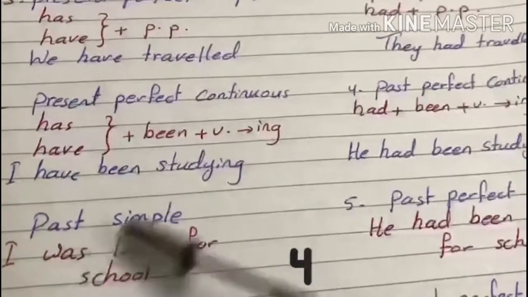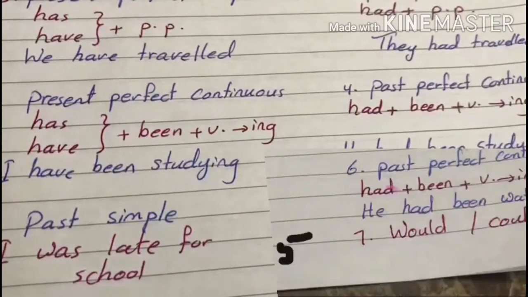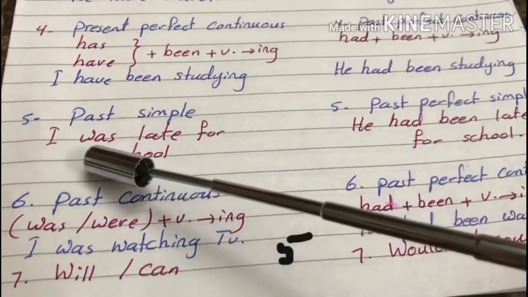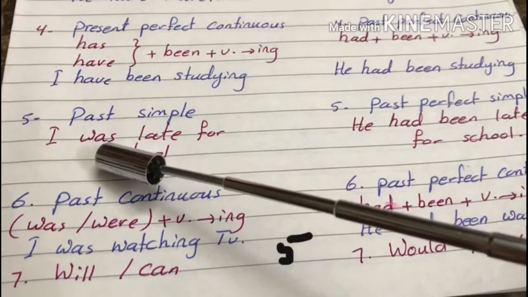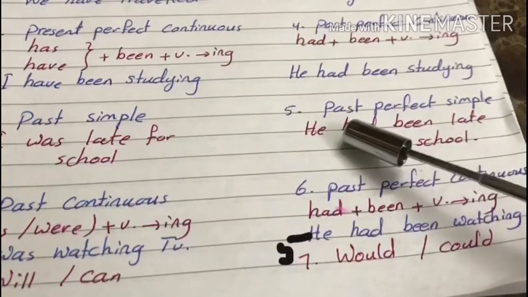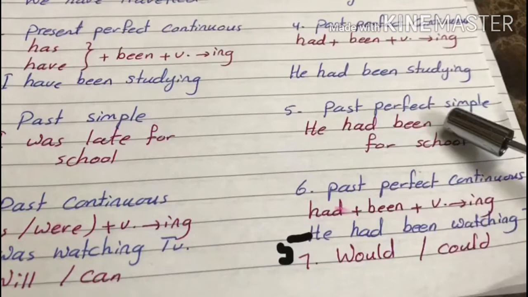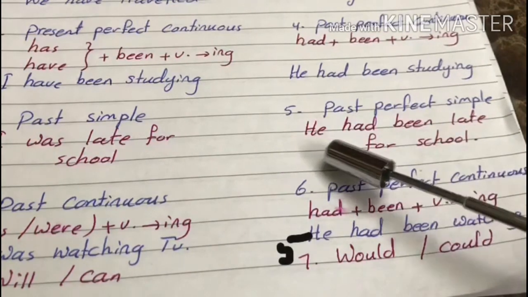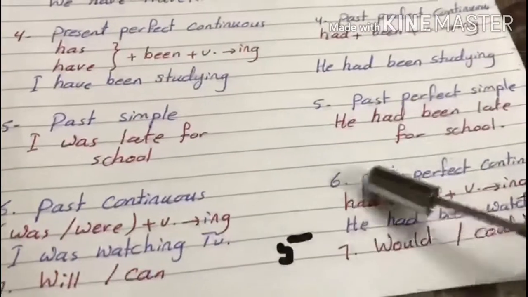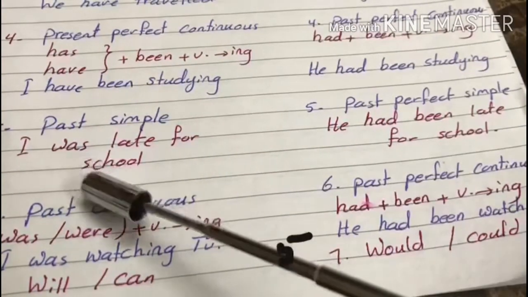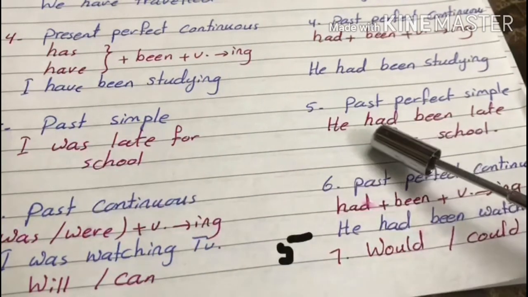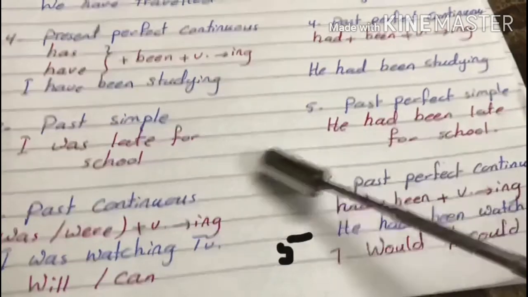Number 5. Past simple. An example. I was late for school. Was the past tense of the verb be. Becomes in the reported speech past perfect simple. Just like he had been late for school. So, the past perfect of the verb was or were is had been.